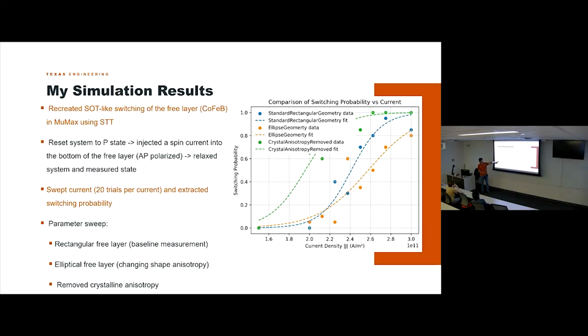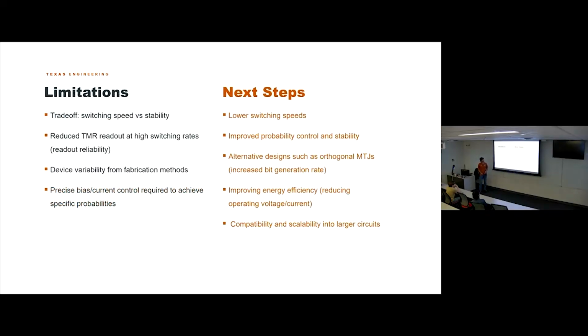Also, my data points are a little bit off because in a lot of the papers they do a ton of trials, but as anyone who knows Mumax would know, it would take a long time, so I only did 20 trials per current density. And then, to go on to the limitations and next steps, there are a lot of trade-offs, like I mentioned, with stability, and with being able to read these out when you have higher switching rates. Device variability will also change probability. So the next steps are improving the control of the bias, and then energy efficiency and scalability.